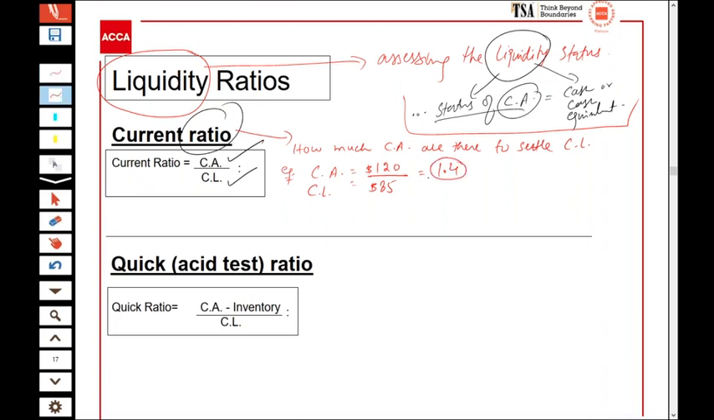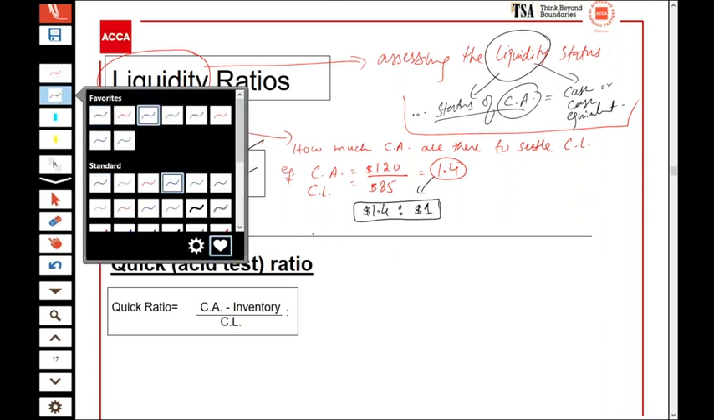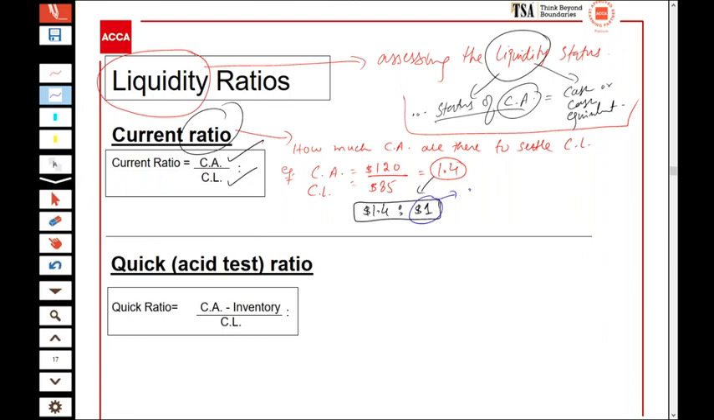And I will be writing it as 1.4 colon $1. The $1 is showing current liability, and it is always constant, and 1.4 is showing current assets. That means to settle every $1 of current liability, the company has 1.4 of current assets, and ideally it should be 2 times. It is preferred that it should be 2 times.